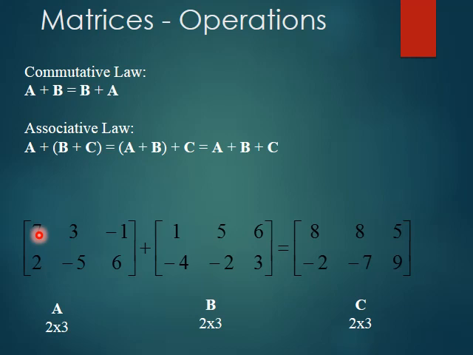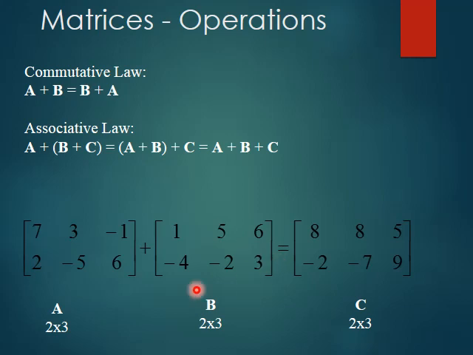So how can we obtain the matrix? We add the corresponding elements. We will add 7 and 1: 7 plus 1 is 8, 3 plus 5 is 8, minus 1 plus 6 is 5, 2 plus minus 4 is minus 2, minus 5 plus minus 2 is minus 7, and 6 plus 3 is equal to 9. So whenever we have to add two matrices, we have to add the corresponding elements of the matrices.